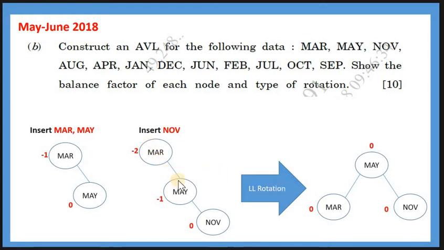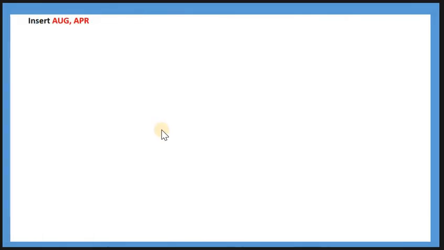If all the elements are in one direction or on one side, if it is right, then you have to apply left. And if all elements are on the left side, then you have to apply the right rotation. So after rotation you will get this tree, which is a balanced tree. Then next is May, March, May and November. Then you have to go for August. August obviously goes to this side. August and April.